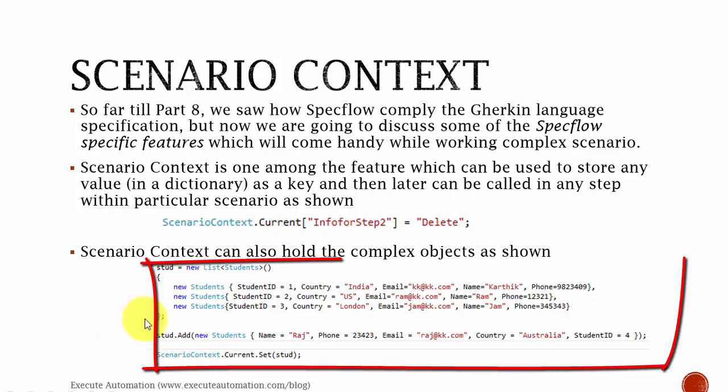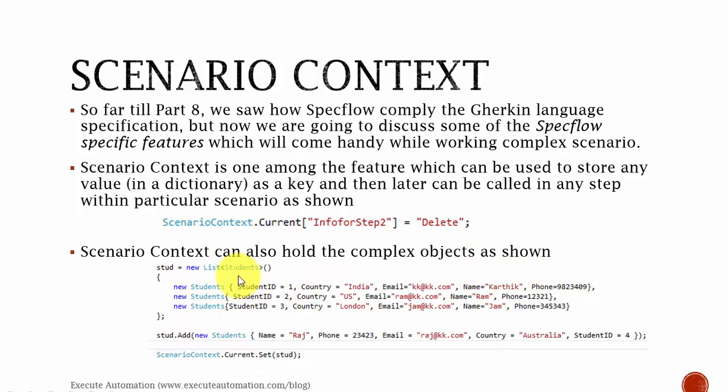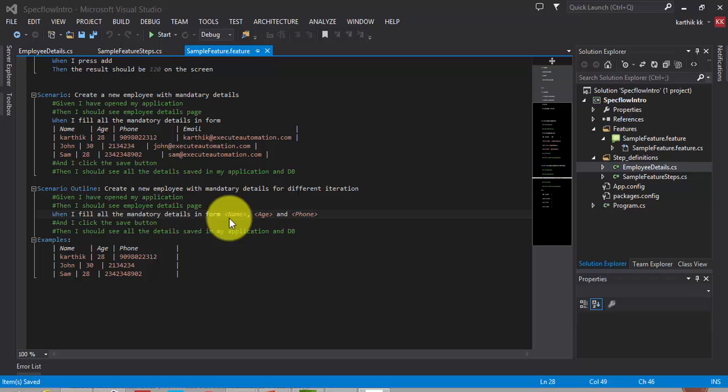Scenario context can also hold complex objects, as shown here. As you can see, I have created a complex type, Student. This will have student ID, country, email, name, and also the phone number. I'm storing all these values in a list, and this can also be saved within scenario context using the Set method. So let's discuss scenario context directly in our Visual Studio and see how things work.